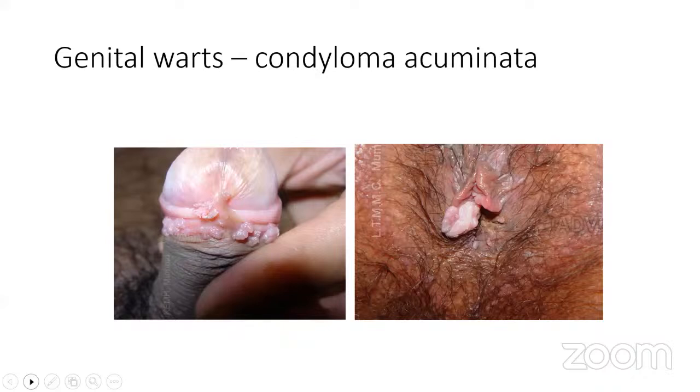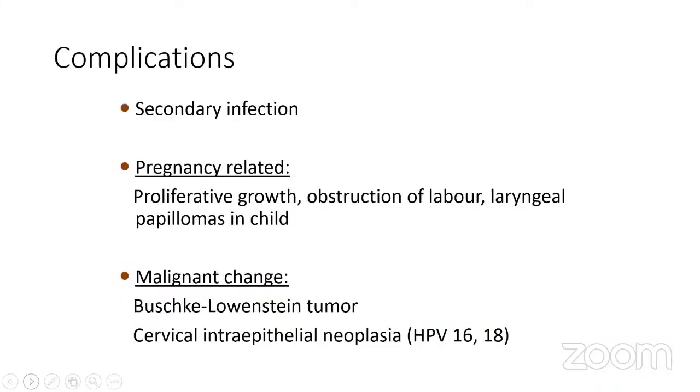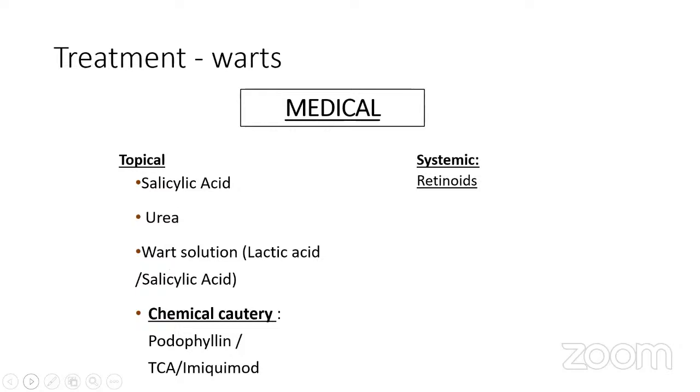Next slide. What are the complications of warts? One, they can get secondarily infected. In case of pregnancy, if there's proliferative growth of the wart, there could be obstruction of labor. And it is known to cause laryngeal papillomas in the child if the mother has a wart. Then malignant change, as we all know, Buschke-Lowenstein tumor. And the same HPV virus is causing cervical intraepithelial neoplasia.